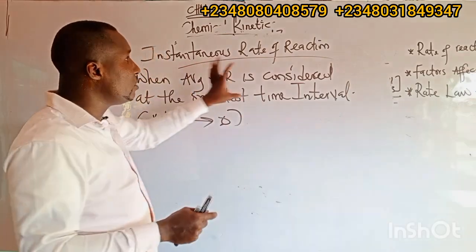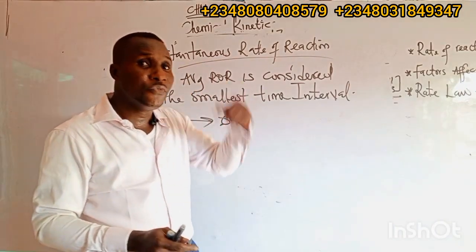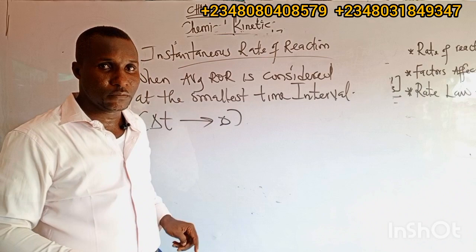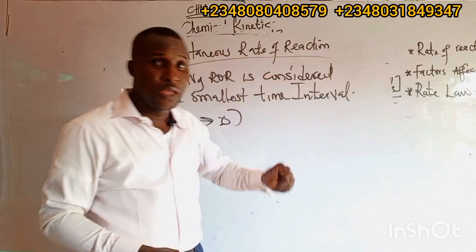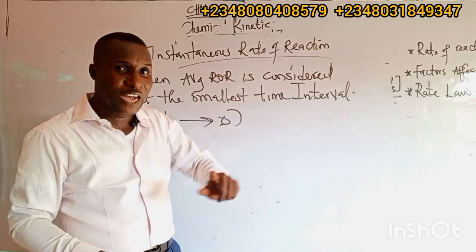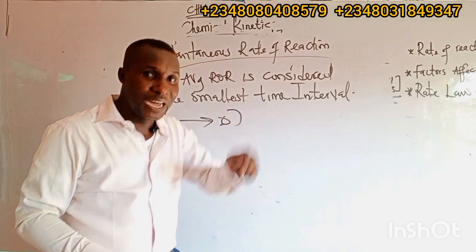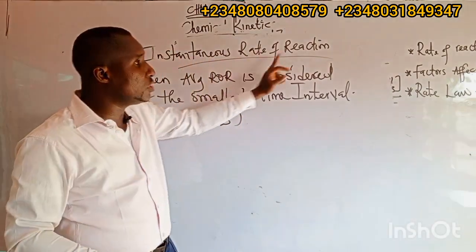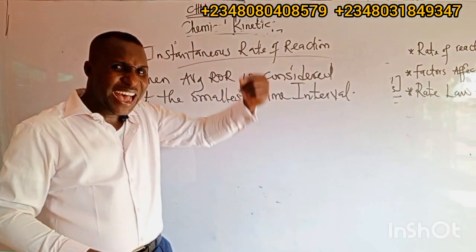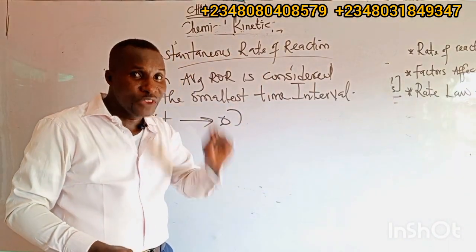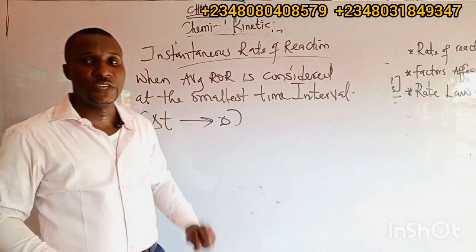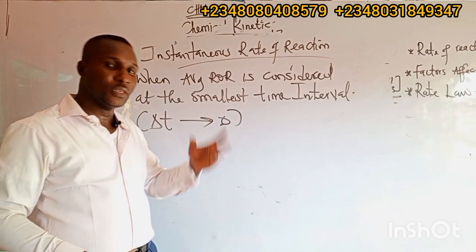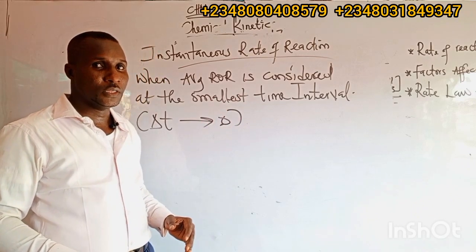That means the instantaneous rate of reaction measures the rate of reaction more accurately than the average rate of reaction. I repeat, the instantaneous rate of reaction measures the rate of reaction more accurately than the average rate of reaction. Take note of that.